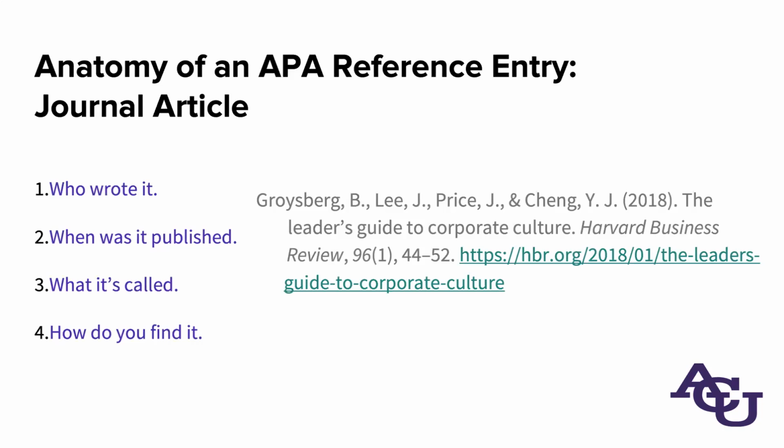So here we have the general guidelines for referencing a journal article. We have the list of authors, their initials. We have the publication year, the title of the article, then the journal name, whatever it should be, the volume number, the issue number if there is one, that's the 96 and the 1, and the page range, 44 to 52, followed by a link or a DOI to that specific article. And this is following the general schema. Okay, who wrote this? When was it published? What's it called? And how do you find it?